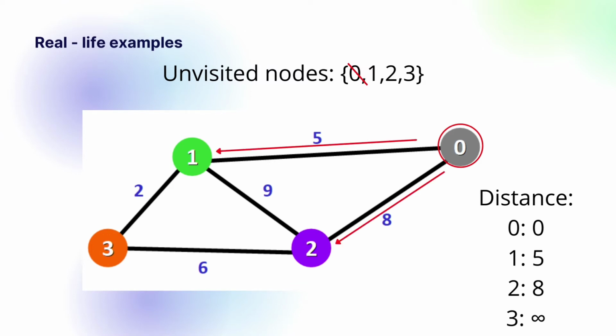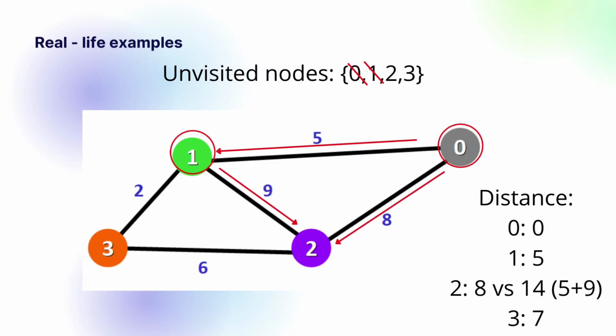Here we check the neighboring nodes and add the weight of the edge, 5 for the first and 8 for the second node, and then select the closest node. Mark it as visited and add it to the path. We need to update the distance from the source node to the new adjacent node, node 3, which is equal to 7.